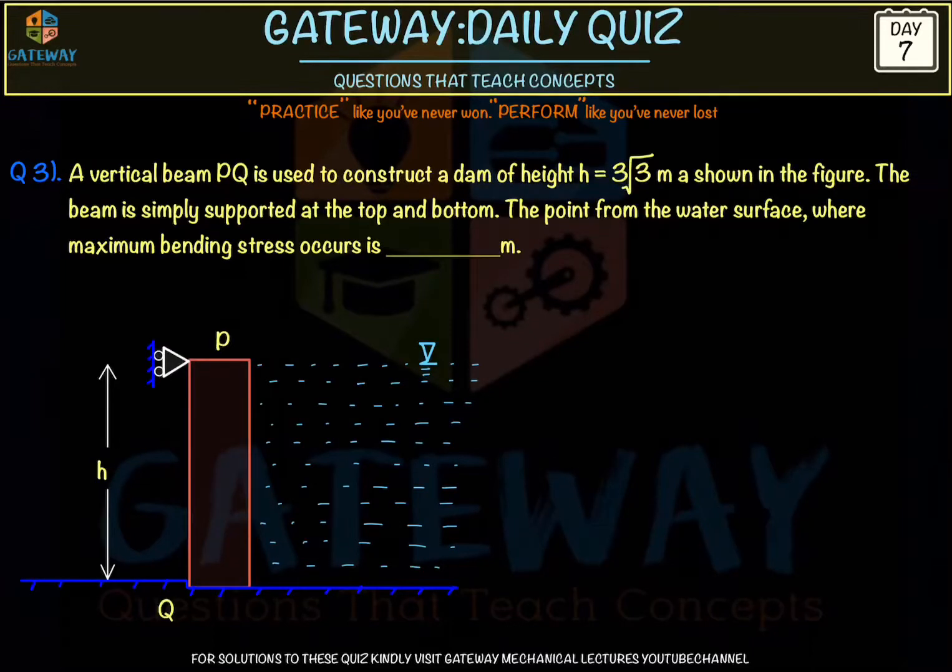So this is our third question. A vertical beam PQ is used to construct a dam of height h, that is equal to 3√3 meter as shown in the figure. The beam is simply supported at both ends. The hinge was not shown at Q, but it was said that the beam is simply supported at both ends. That is, it is having hinge support at both ends. The point from the water surface, this is a free water surface, where the maximum bending stress occurs is.